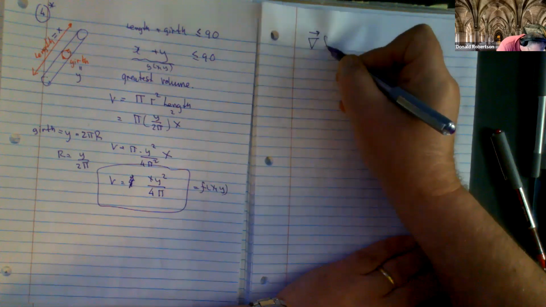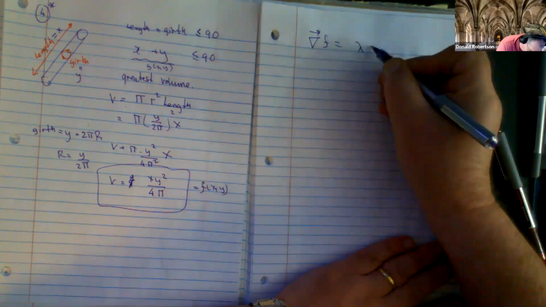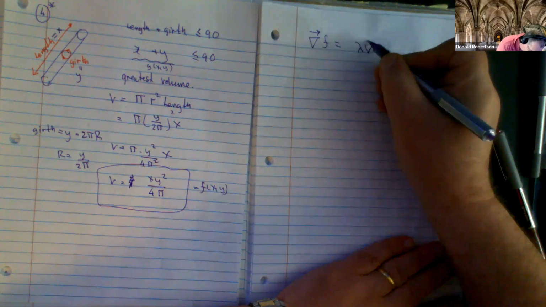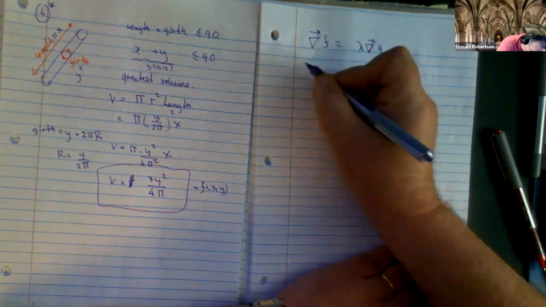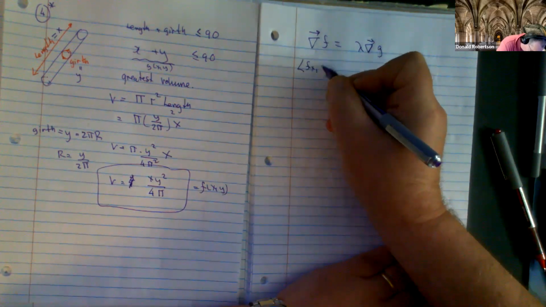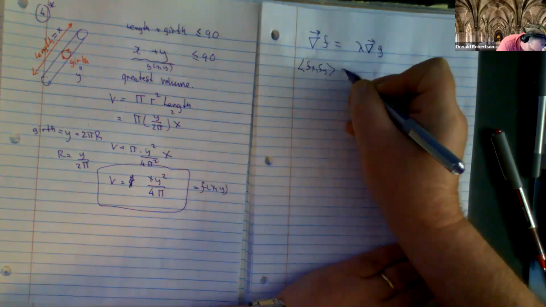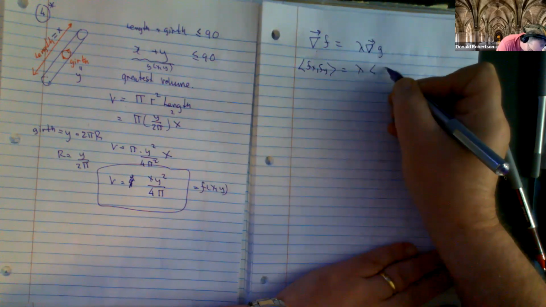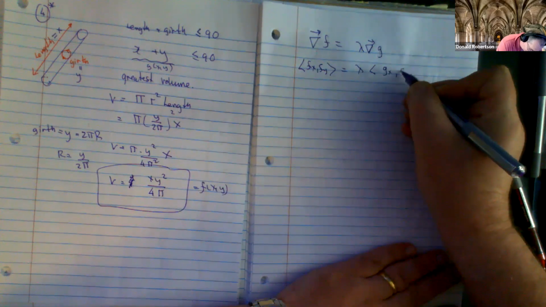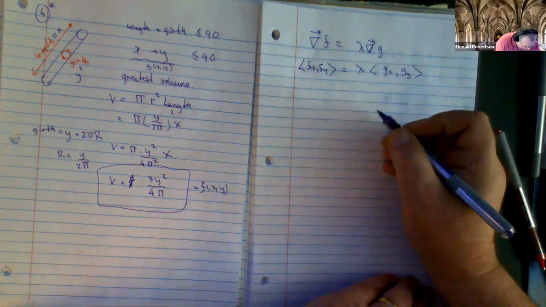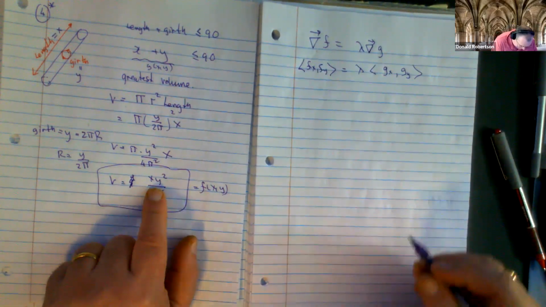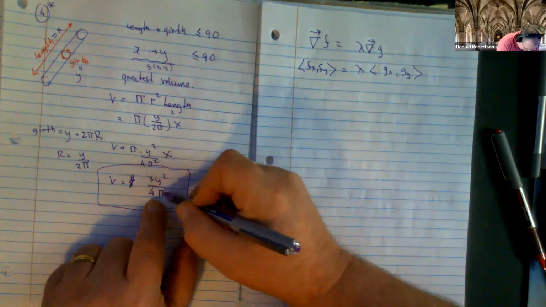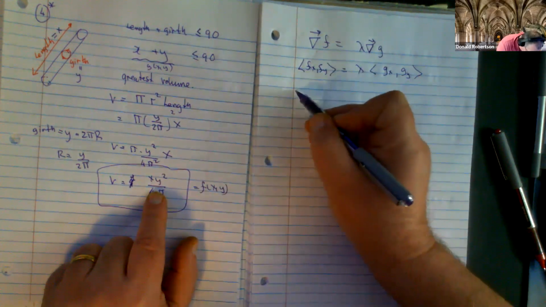So the gradient of f is going to be lambda times the gradient of g. Partial derivative with x and y, and lambda times the partial derivative of g with respect to x and y. Now this here is my f of x y guy.